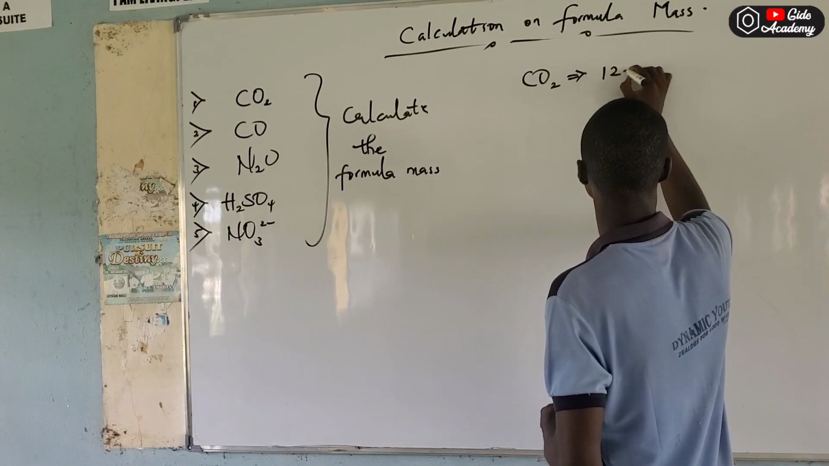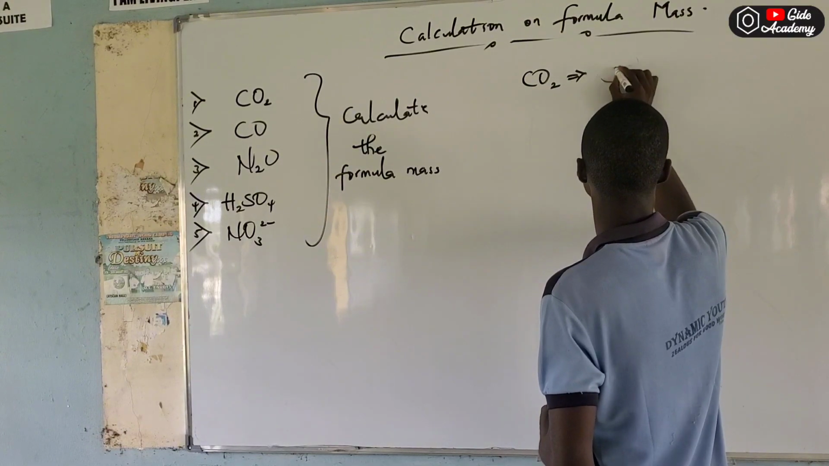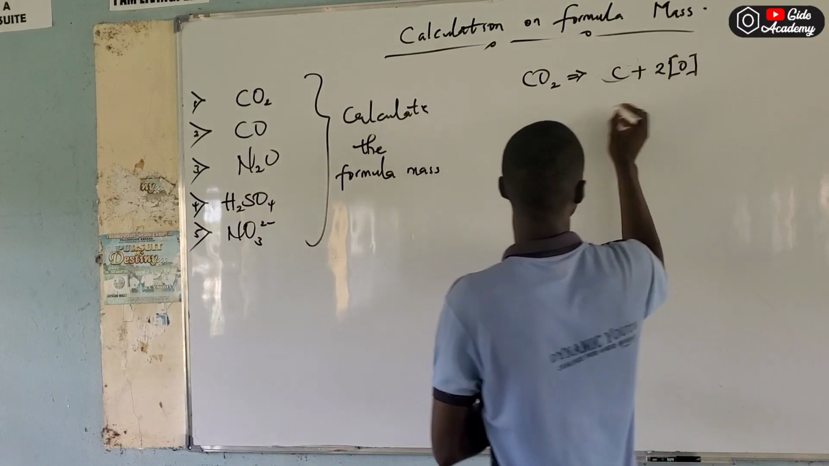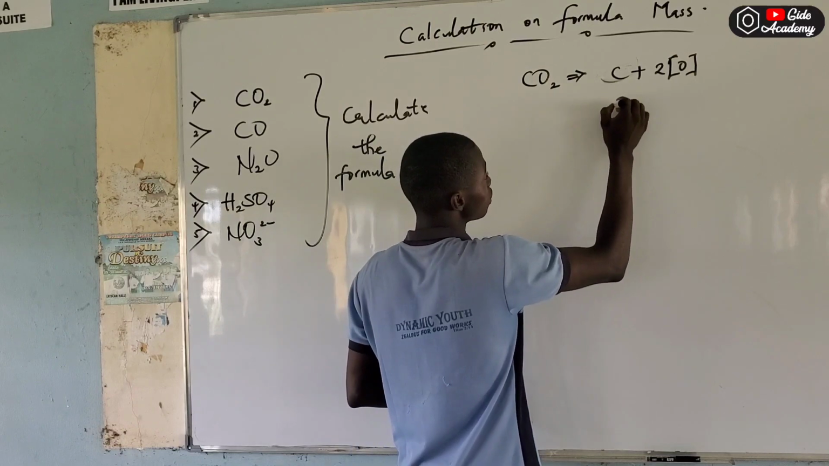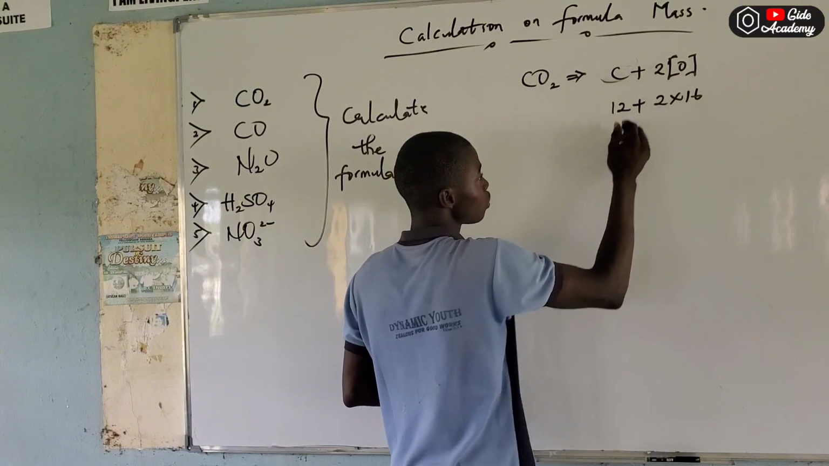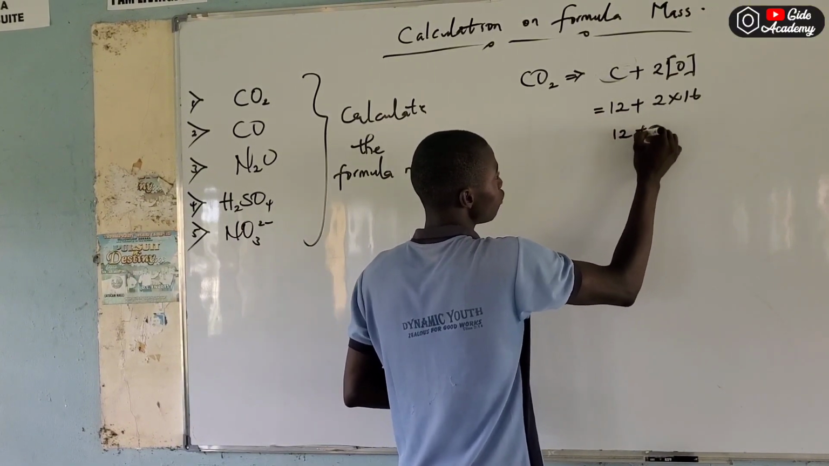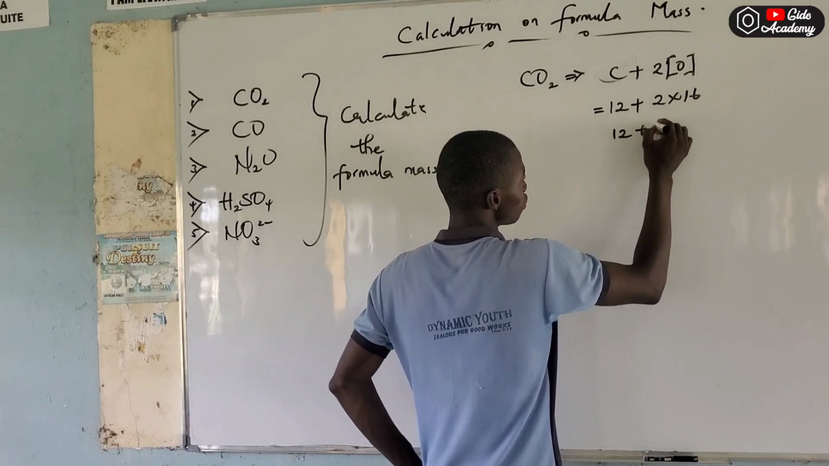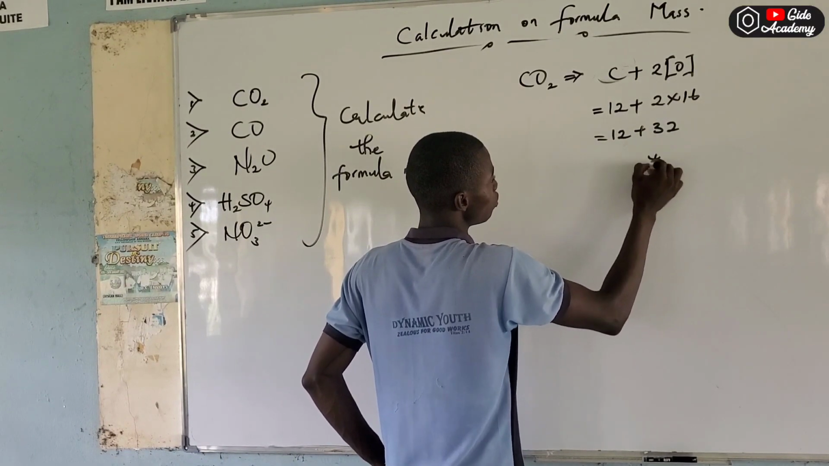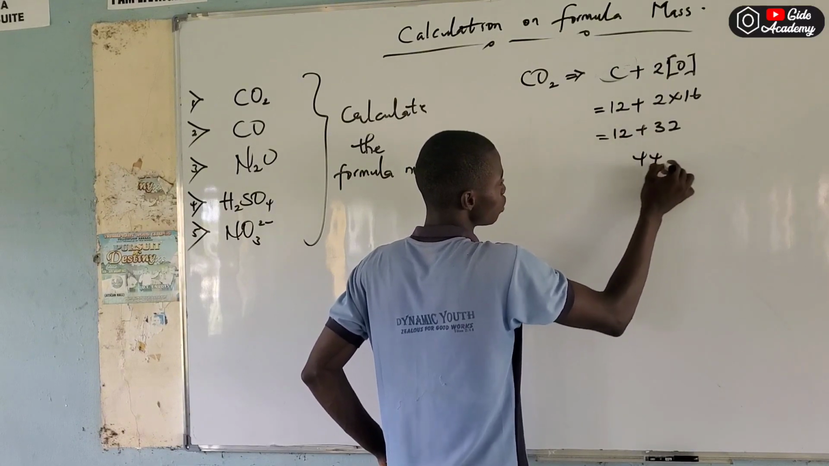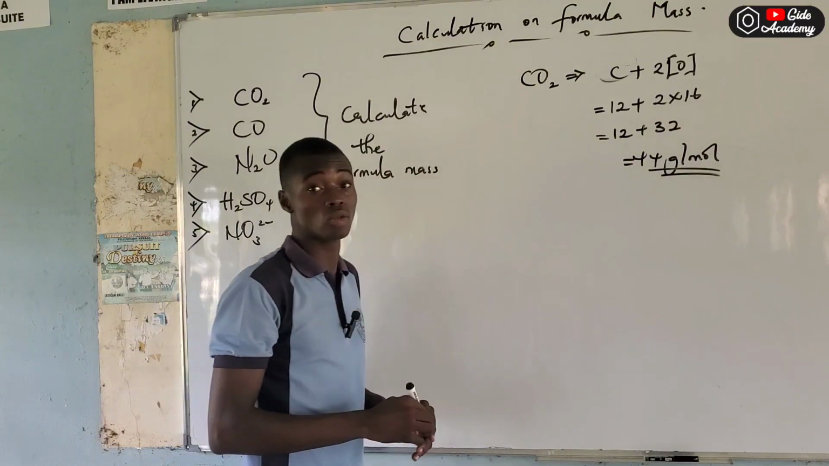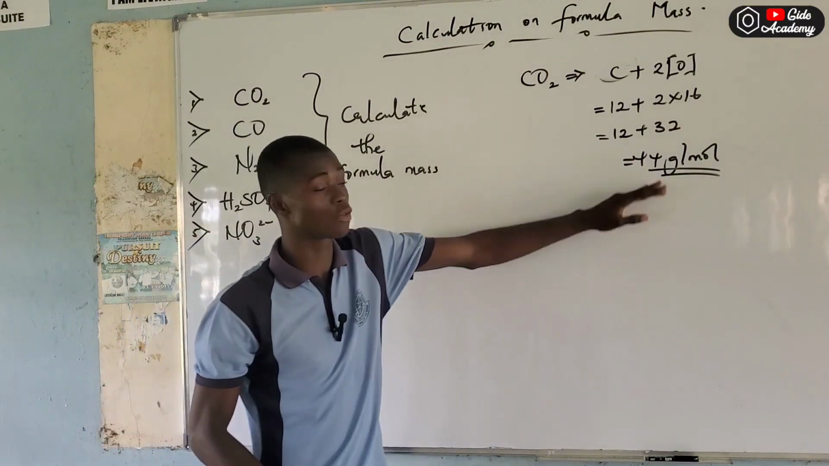So we have 12 plus, let me give you the first step, carbon plus 2 oxygen. So from there we can say carbon is 12 plus 2 times 16, because we have 2 oxygen here. So that will give us 12 plus 2 times 16, which is 44 gram per mole. So for CO2, the formula mass of CO2 is 44 gram per mole.